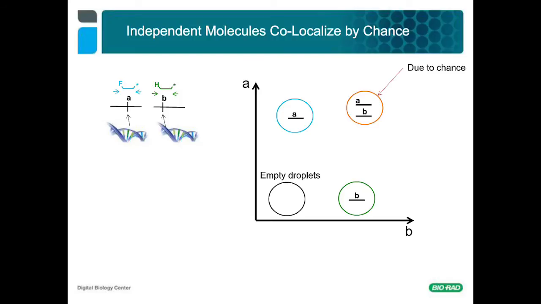In this plot, each circle represents a cluster of droplets. Each cluster may have anywhere from a single droplet to thousands of droplets. At high enough DNA input levels, we expect some A and B molecules to co-localize due to chance. This creates the double positive cluster shown in orange.